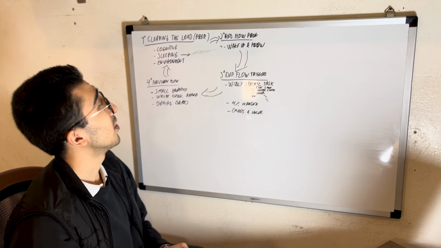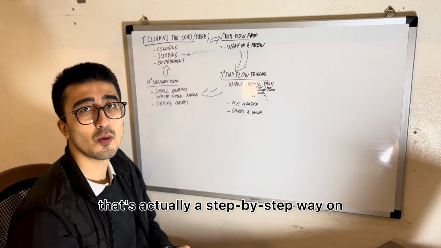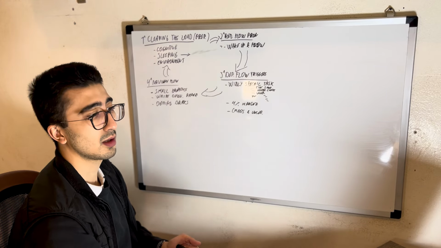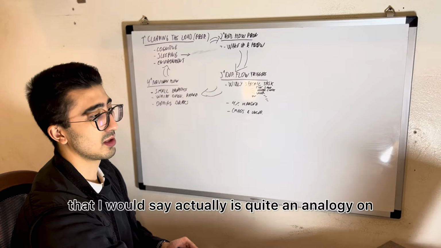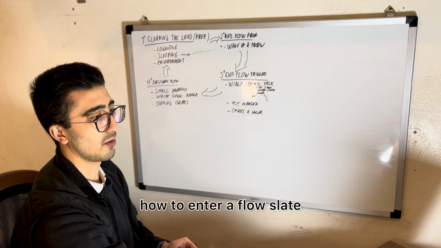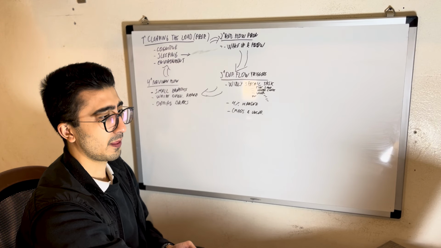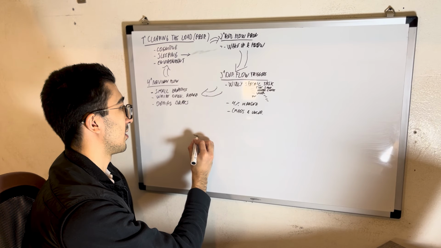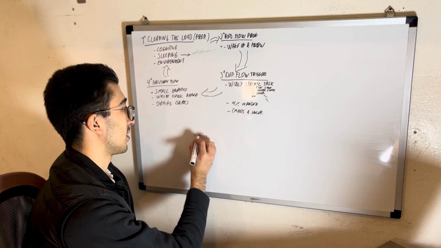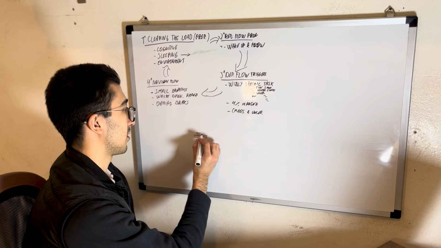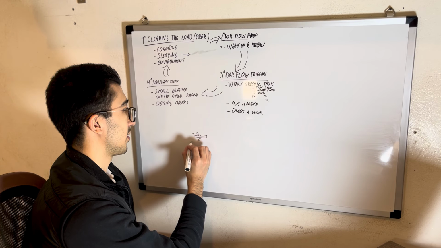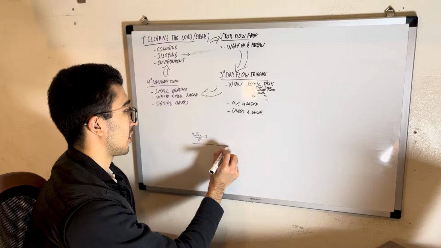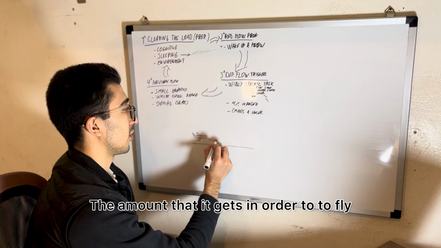And that's actually a step by step way on how to enter the flow cycle on command. And I would argue, actually, that there is quite an analogy for how to enter a flow state, which is a plane taking off, right? So if you think about it, let's say this is a plane, it has this thing, and here's the road.